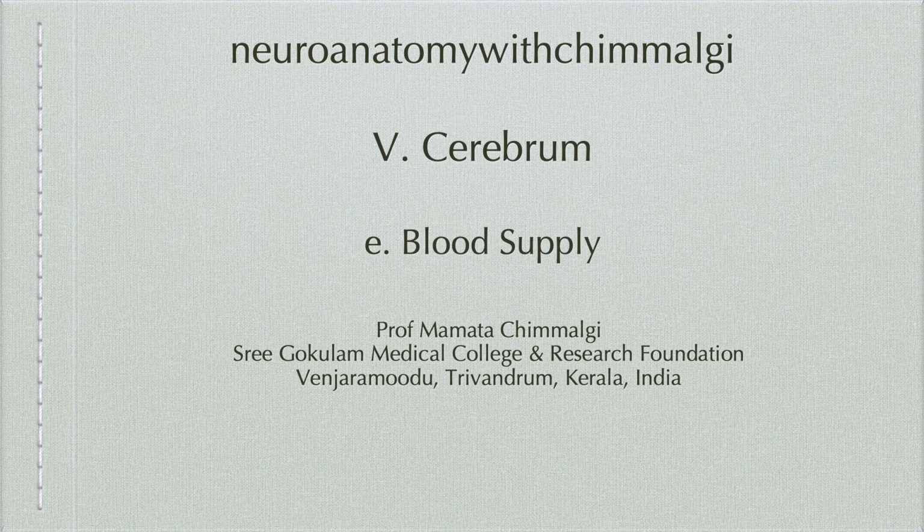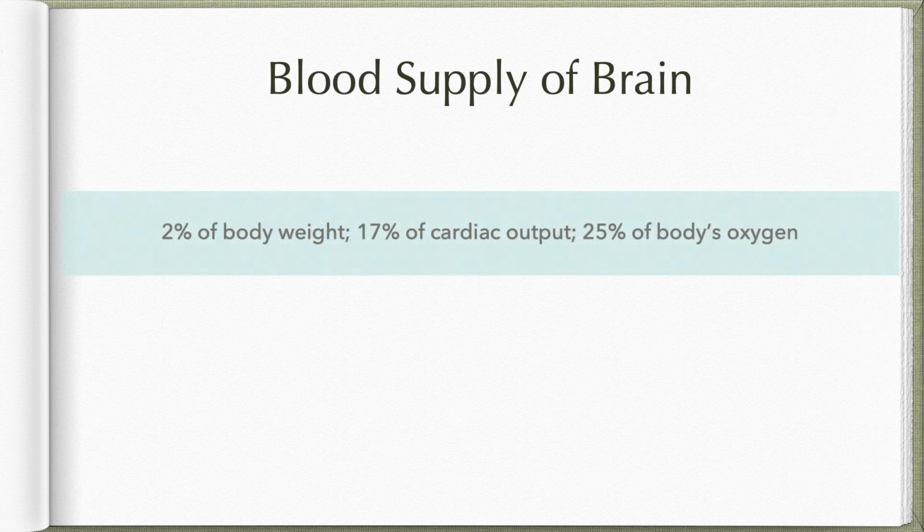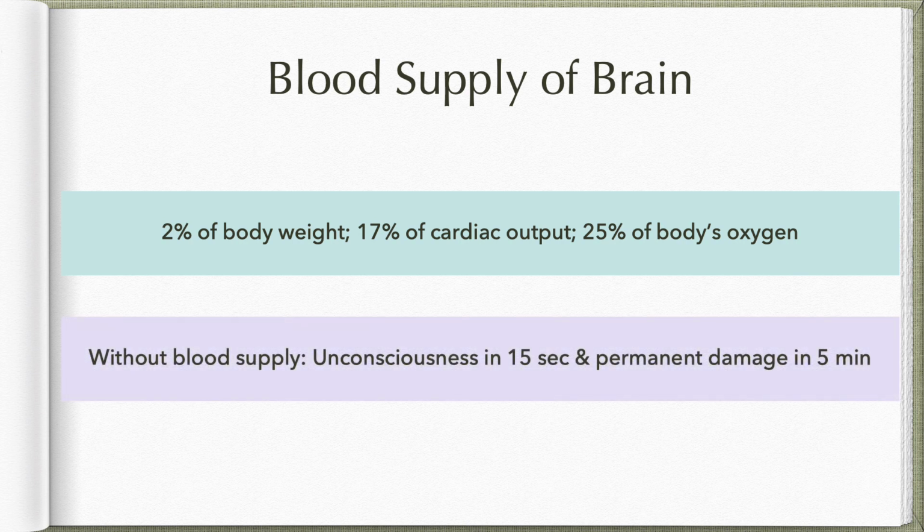Let us now consider the blood supply of cerebrum. Although the brain weighs only about 2% of the entire body weight, it consumes close to 17% of the cardiac output and 25% of the body's oxygen. Without blood supply to the brain, a person becomes unconscious in about 15 seconds, and there will be permanent damage to the brain in about 5 minutes, which may even end up in the death of the person.